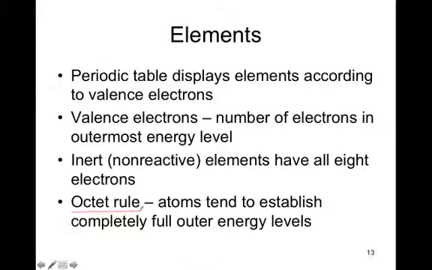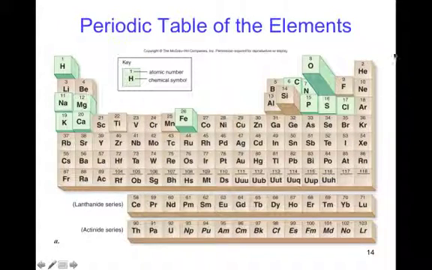I consider that a full energy shell is like having on all your items of clothing. We'll use this analogy later when we talk about bonding. Inert or non-reactive elements have all 8 electrons in the outer shell. These are the elements that we find over here on the far right of the periodic table. They each have full electron shells.